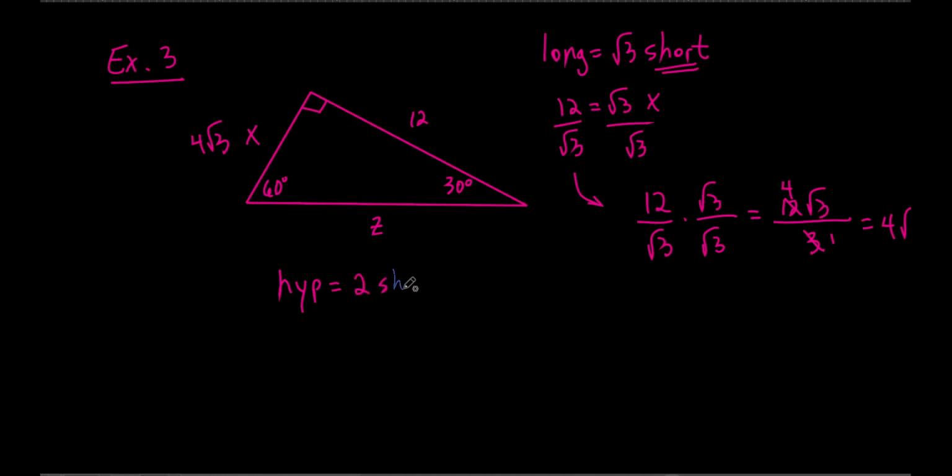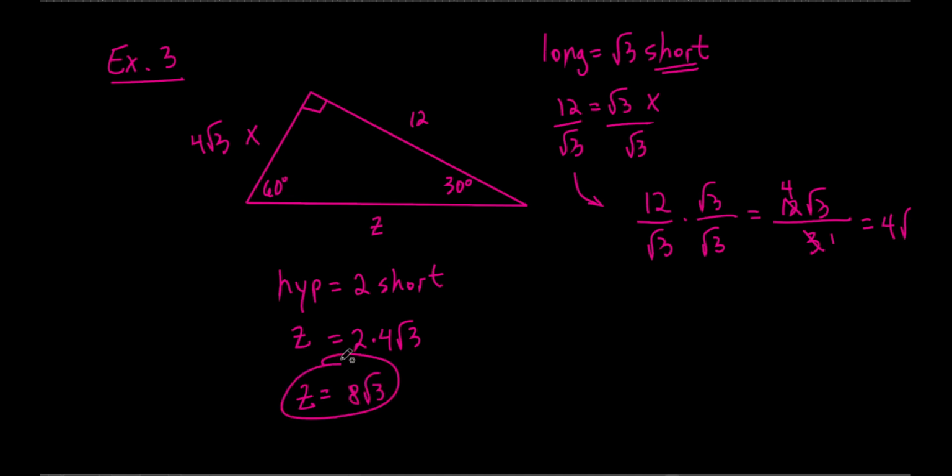The short side. Okay, now I know the short side, right? And z is the hypotenuse, so it's 2 times what? The short side, which is 4 times the square root of 3. So I'm multiplying those together. And that's super easy. Isn't that way easier than doing Pythagorean theorem? Yeah, absolutely. All right, so z equals what? 8 times the square root of 3.